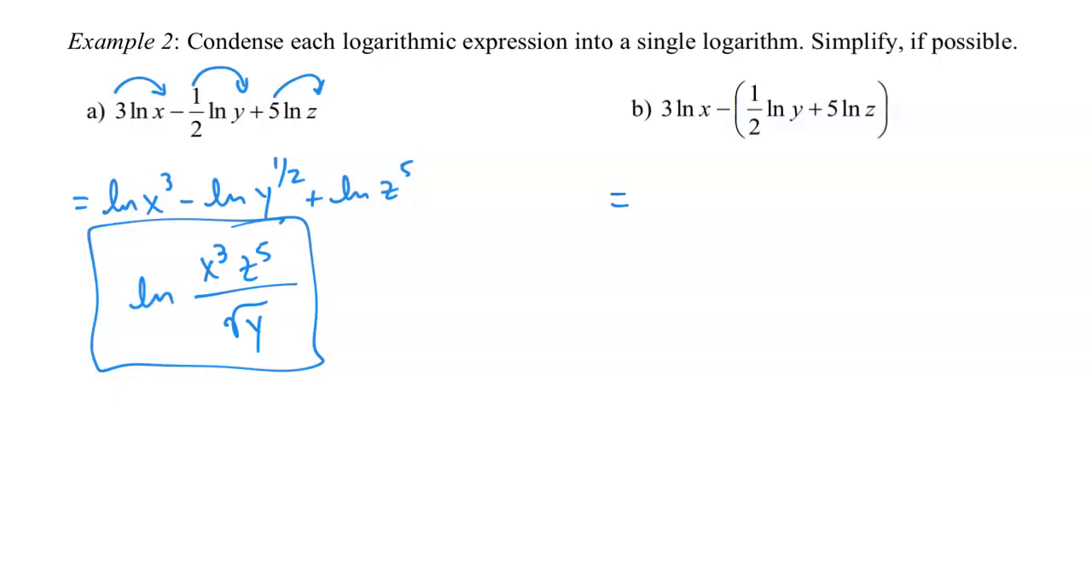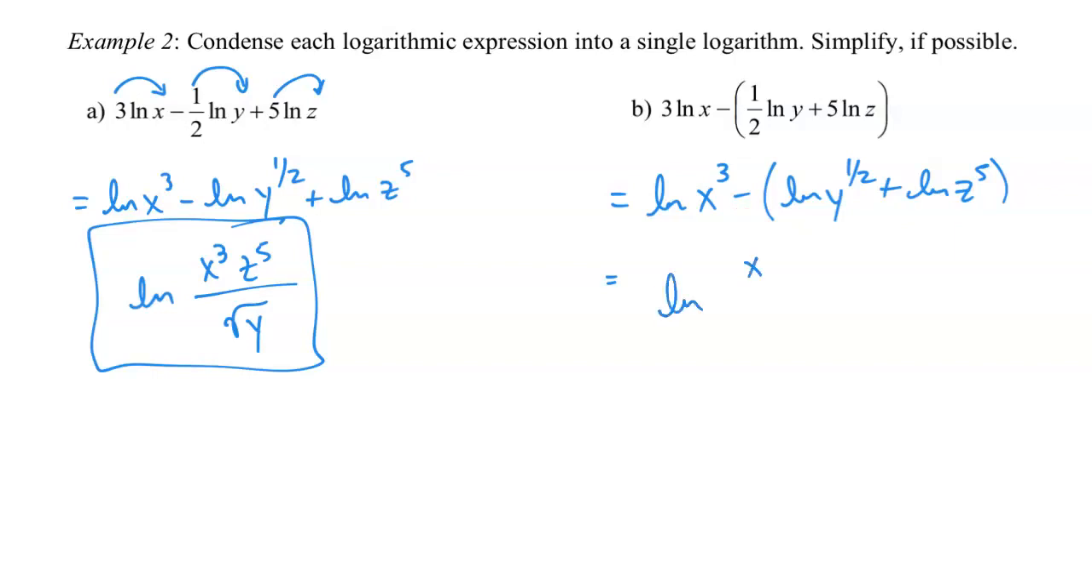But once again, I'm going to start by backing up and erasing that 3 and using the power rule to write all of my coefficients as exponents. And so this is going to be minus natural log of y to the 1/2 plus the natural log of z to the 5th. And once again, as I said earlier, since both of those second two terms are in the parentheses with a minus sign, they are both going to the denominator.